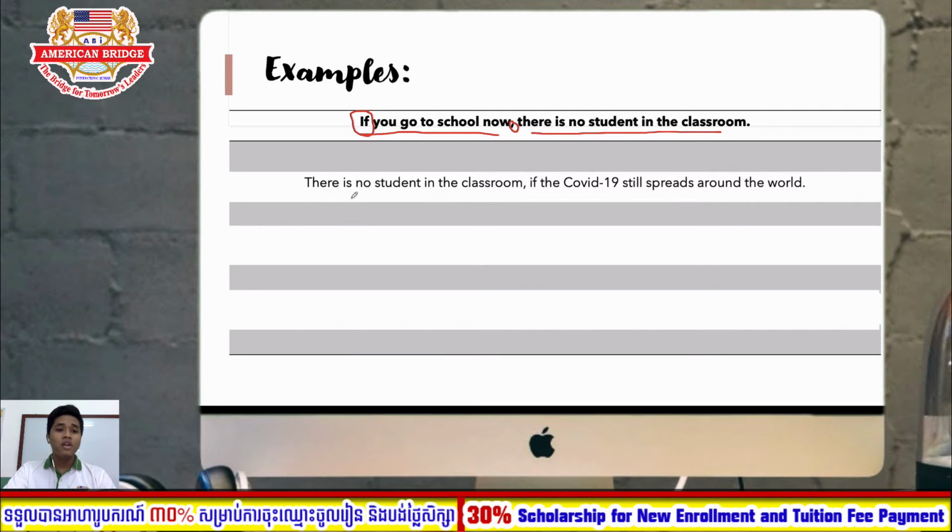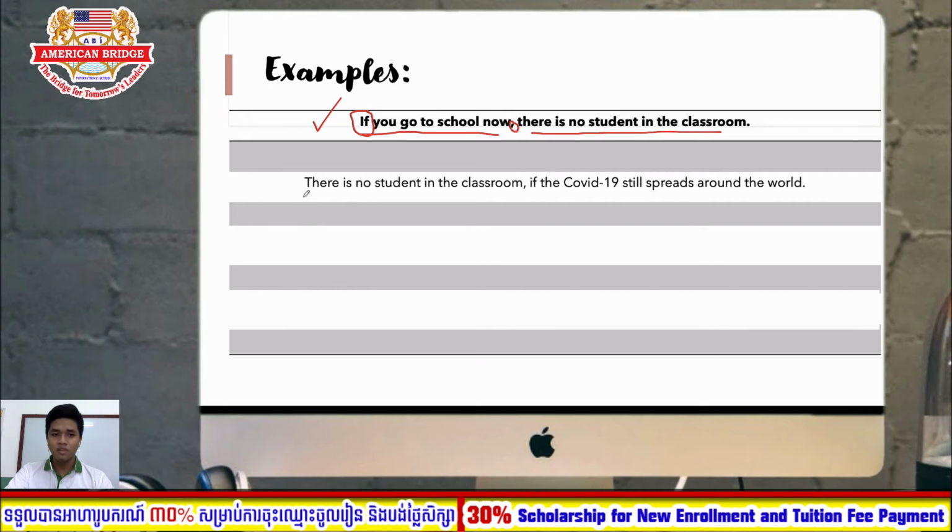Another example, there is no student in the classroom if the COVID-19 still spreads across the world. So again, if you look at this sentence, there is one mistake that I would like to point out. As I said, we use a comma to separate the two clauses in this conditional sentence when the if clause comes at the beginning of the sentence. However, if you look at this, so this is the correct form, and if you look at this, there is no student in the classroom.